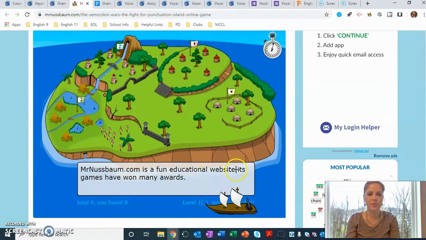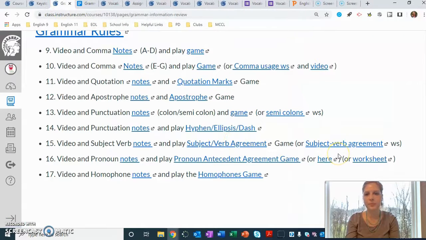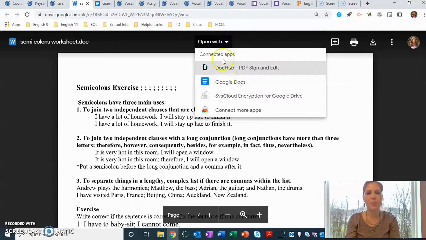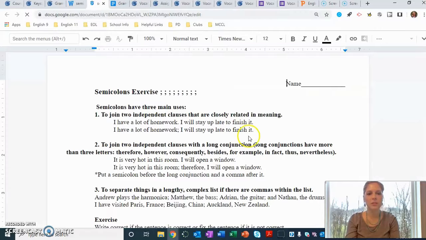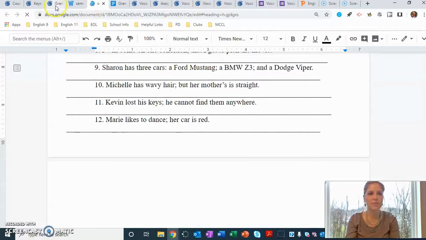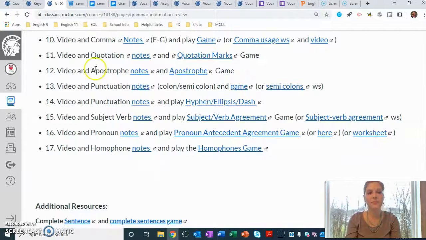It's a fun educational website. So you say where the semicolon will go, and then you get through the wall. Alright, or I do have a worksheet for this one. You would open with Google Docs and then correct the sentences. Okay, so that is semicolons and colons.